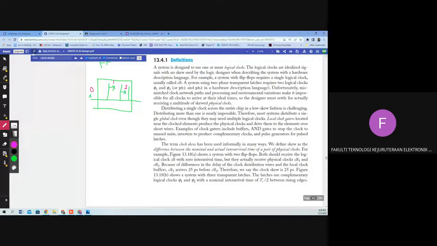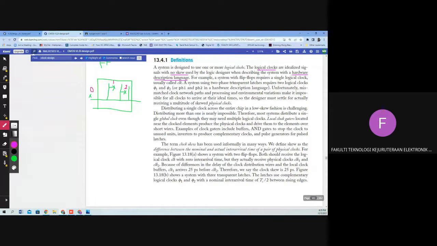So a system is designed to use one or more logical clocks. For example, here we have the logical clock, an idealized signal with no skew. So that's the ideal clock: no clock skew. It is used by the logic designer when describing a system in a hardware description language. When we write our HDL, either Verilog or VHDL, normally we assume the clock is ideal, meaning there is no skew in the clock.